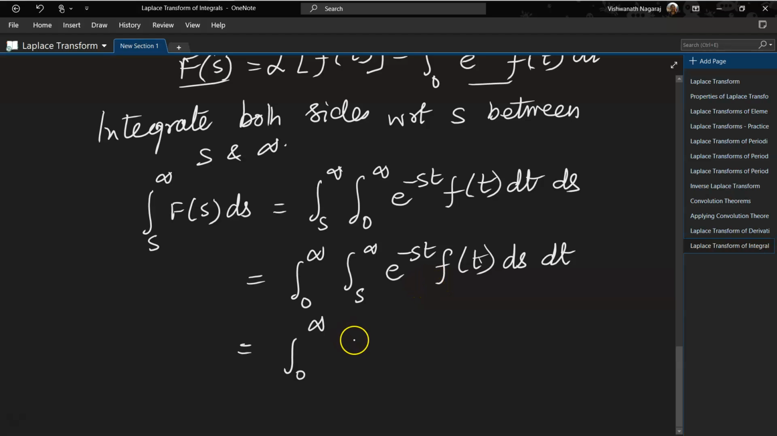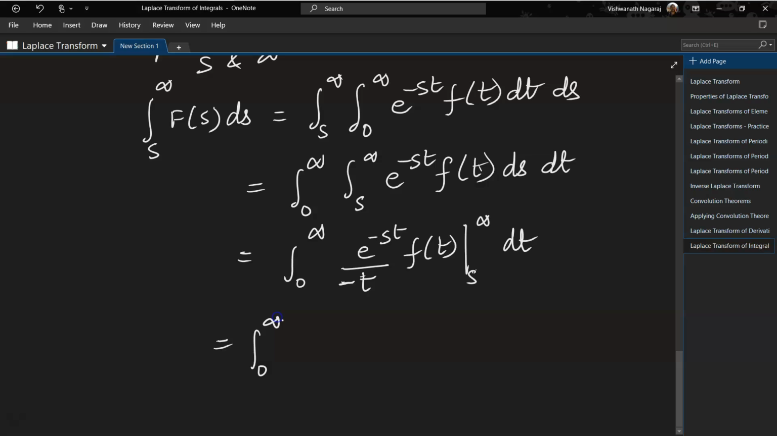So when we integrate, what do we get? E to the power of minus st by minus t f of t. Remember, we are integrating with respect to s from s to infinity dt. 0 to infinity of, so first we take infinity. This is minus e to the power of minus infinity, which means it goes to the bottom. Top 1 is there. 1 divided by anything infinite gives you 0.